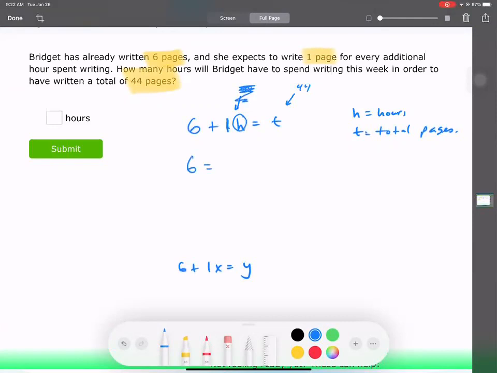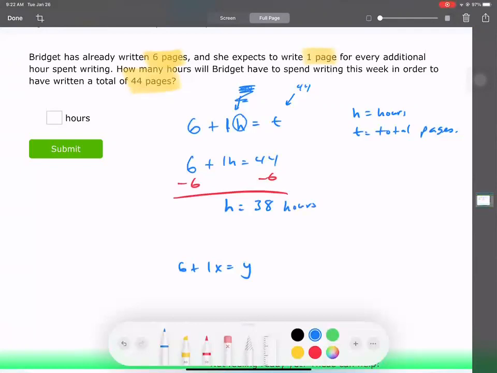Now we're going to use our algebra to solve for it. I'm solving for h, so we want to get rid of the 6 first. So we're going to minus 6 from both sides. 1h is just h, and 44 minus 6 is 38. So we need 38 hours.